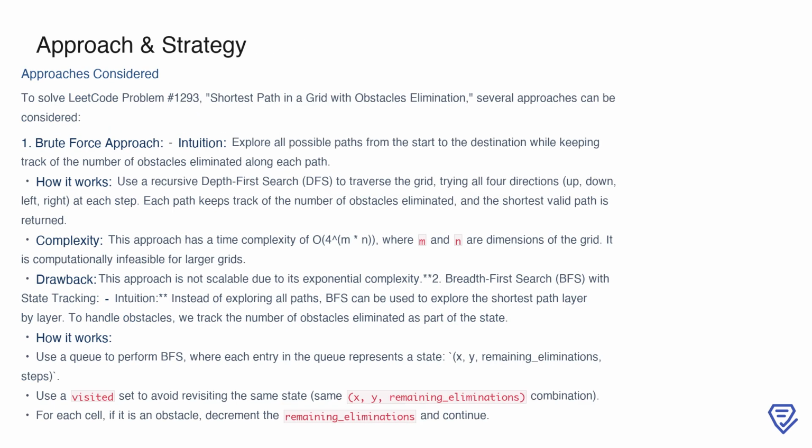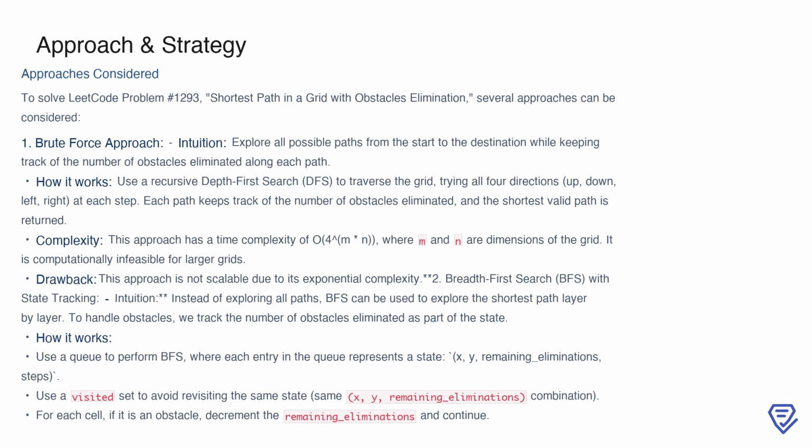To solve the problem of finding the shortest path in a grid with obstacle elimination, several approaches can be considered. The first is the brute force method, where we explore all possible paths from the starting point to the destination while keeping track of the number of obstacles removed. This is implemented using a recursive depth-first search, or DFS, which attempts to traverse in all 4 possible directions, up, down, left, and right at every step. Along the way, it tracks how many obstacles have been eliminated and returns the shortest valid path.